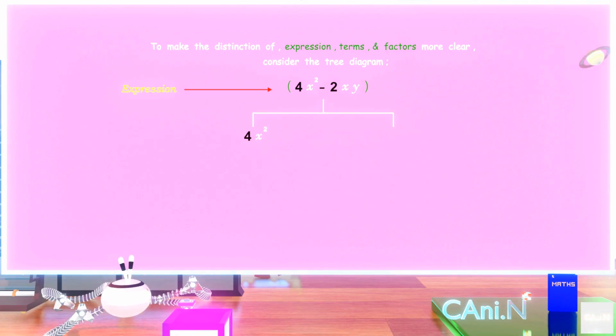To make the distinction of expression, terms, and factors more clear, consider the tree diagram. 4x squared minus 2xy is an algebraic expression. And 4x squared and minus 2xy are the terms of the expression. 4x and x are the factors of the term 4x squared. And minus 2x and y are the factors of the term minus 2xy.